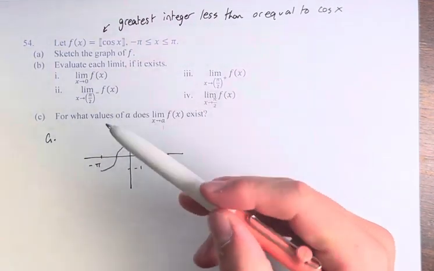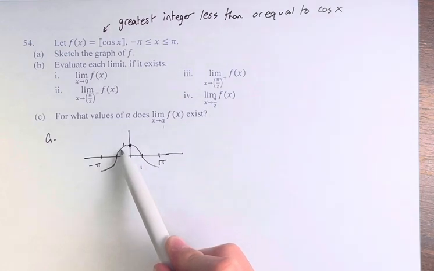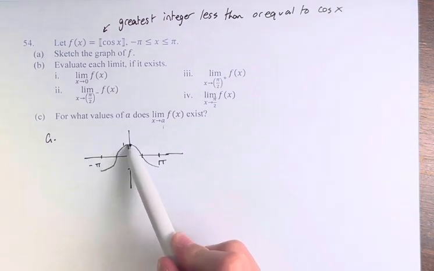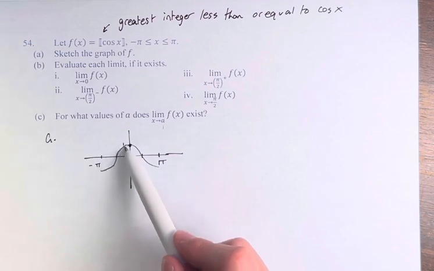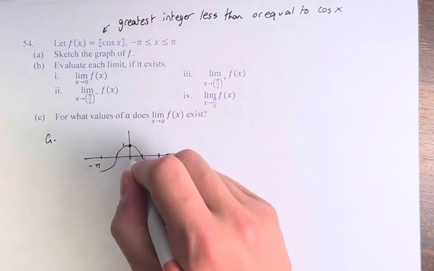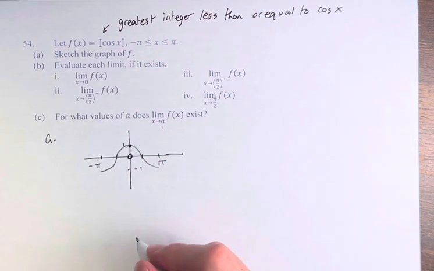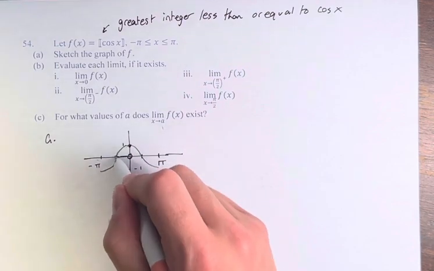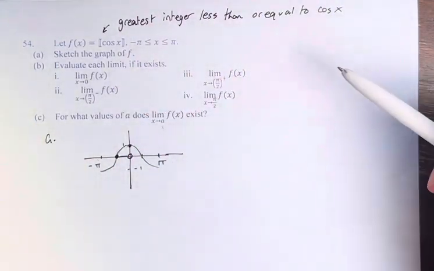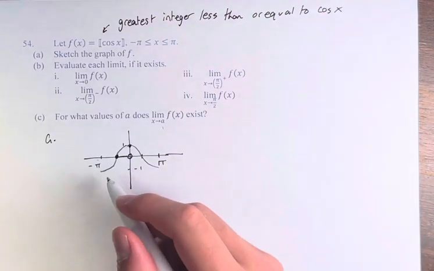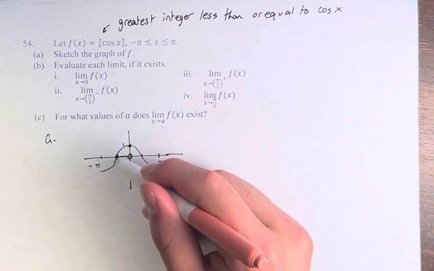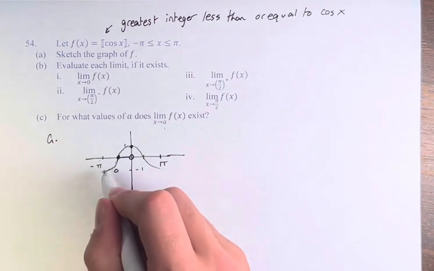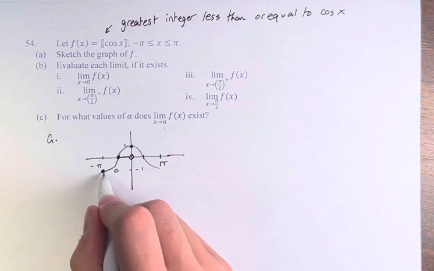In between this point and this point, we have values of cosine that are between 0 and 1. Therefore, the greatest integer that is less than or equal to them is 0. So we have an open circle. All of these are 0, and then the function is actually at 0. And again, the greatest integer that is less than or equal to 0 is 0. And then here we have negative values. So the greatest integer that's less than or equal to, let's say, this point, or this point, or this point, are all negative 1. And then we reach a point of negative 1 here, and so that fills in right there.